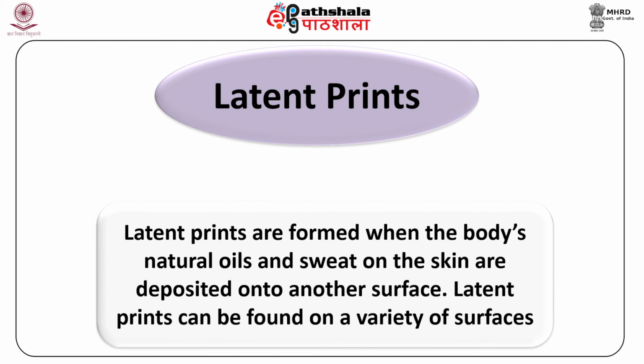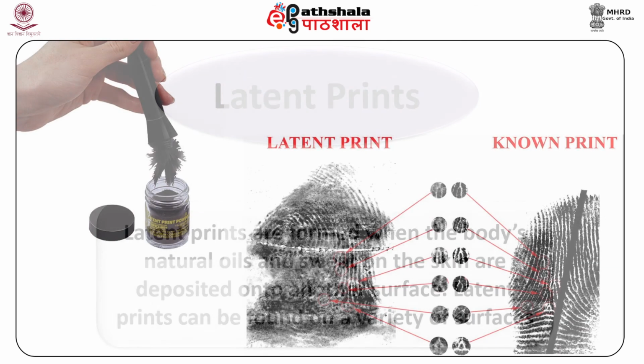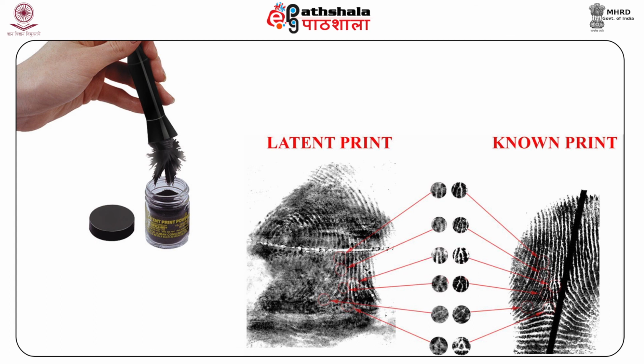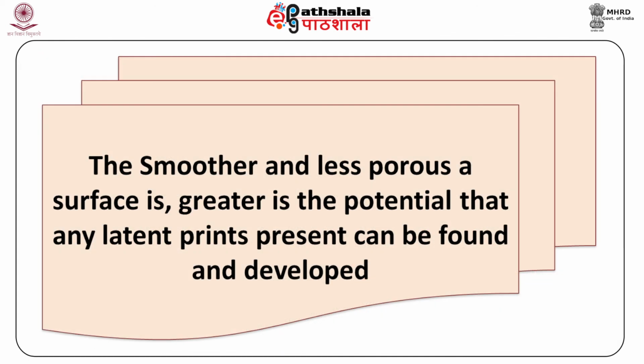Latent prints are formed when the body's natural oil and sweat on the skin are deposited onto another surface. Latent prints can be found on a variety of surfaces. However, they are not readily visible, and detection often requires the use of fingerprint powder, chemical reagents, or alternate light sources. Generally speaking, the smoother and less porous a surface is, the greater the potential that any latent print present can be found and developed.